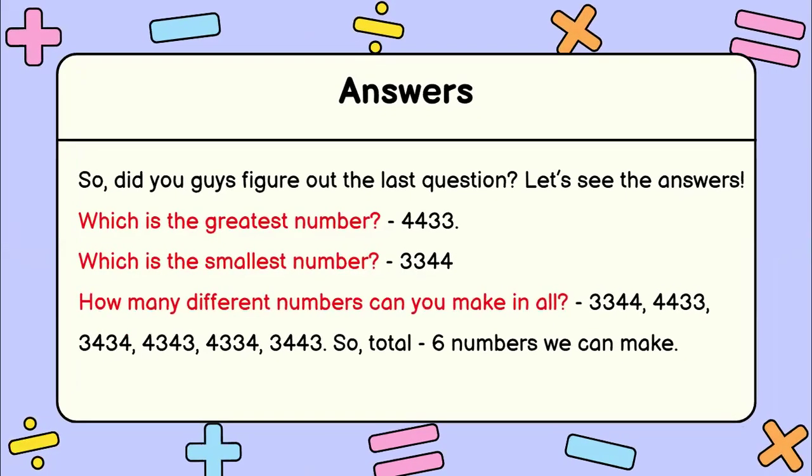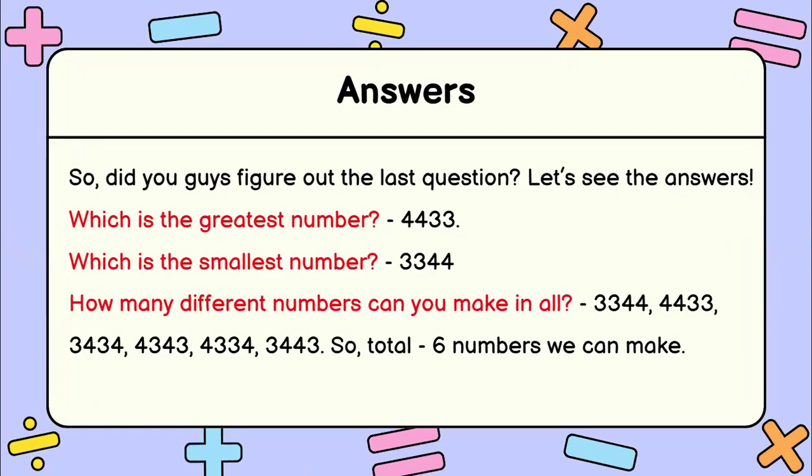So, did you guys figure out the last question? Well, let's move on to the answers. The greatest number we got is 4,433, while the smallest number is 3,344. And how many different numbers can you make in all? Yes, we can make 6 numbers in total.